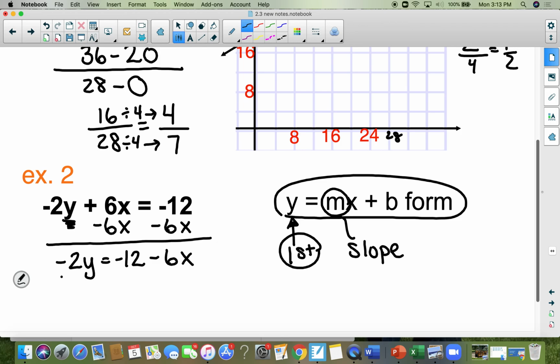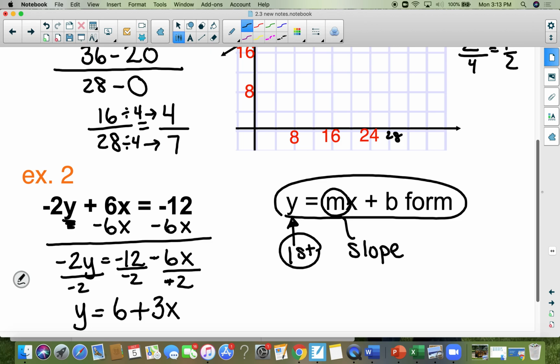So I need to divide everything by a negative 2. y is equal to a negative 12 divided by a negative 2, which is a positive 6. This is also a negative. A negative divided by a negative makes it a plus. 6 divided by 2 is 3x.